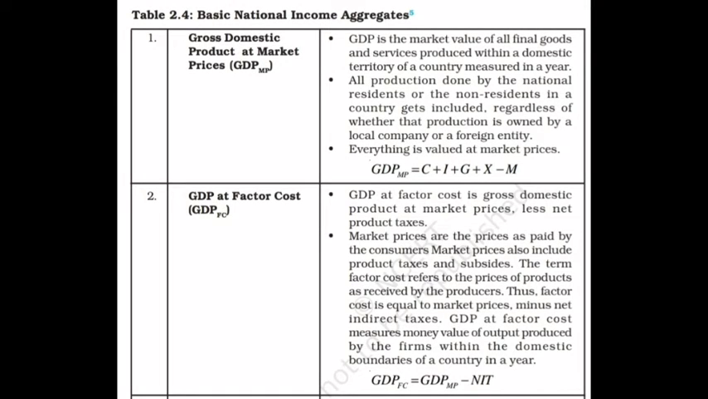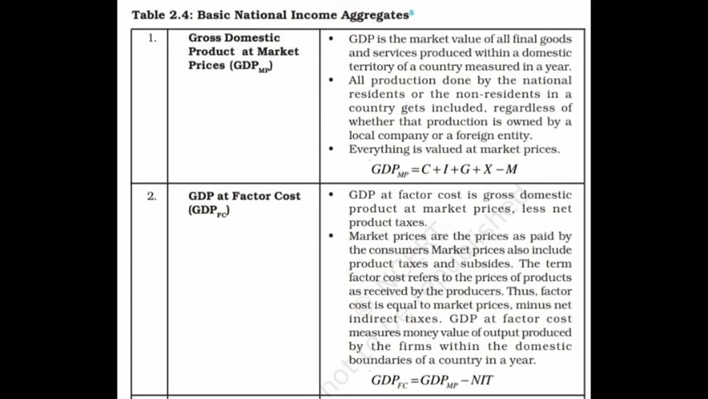The national income aggregates calculations are mentioned here. First one is GDP MP, gross domestic product at market price. GDP is the market value of all final goods and services produced within the domestic territory of a country during a year. All production done by national residents or non-residents in a country gets included, regardless of whether the production is owned by a local company or foreign entity. So GDP MP is equal to, as you have already learned in the second part of our lesson, calculated through the expenditure method.